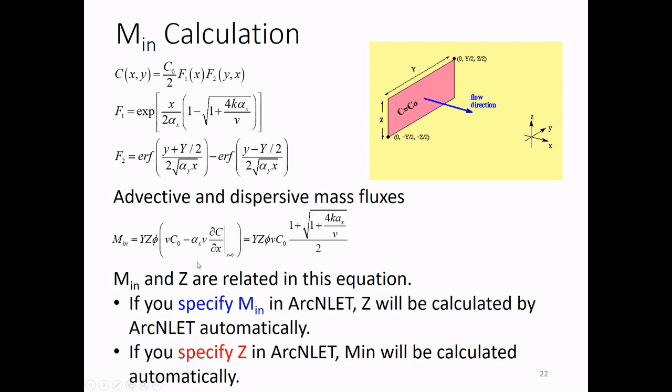This is interesting. You see Z is the Z here. This is the source plane height. And min is how much mass is coming into the system, right? Those two are related by one equation. That means if you specify z, by using this equation, we can calculate min. So it's just two sides of a coin.